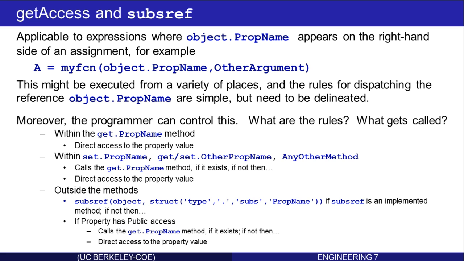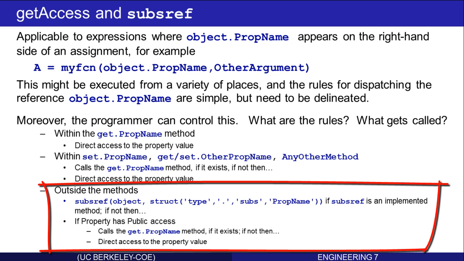In the examples we have some experience with, that's what we were seeing. We were outside the methods in the Matlab command window. Subsref had not been implemented. The getAccess attributes of the properties were public by default. We had not implemented a getPropName method, and therefore we had direct access to the property value.